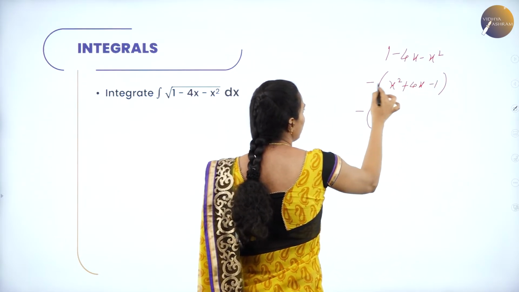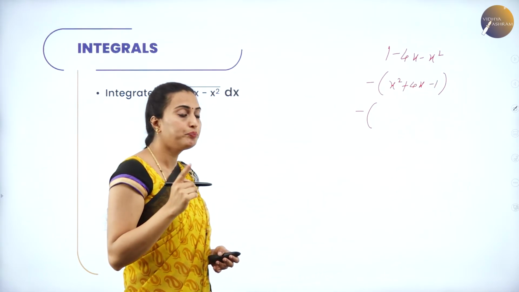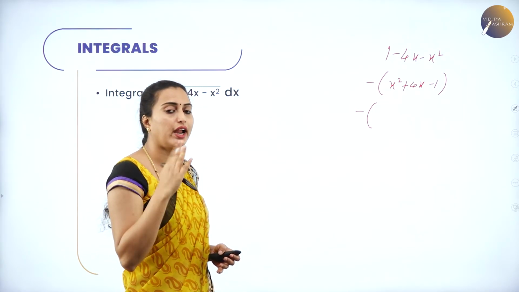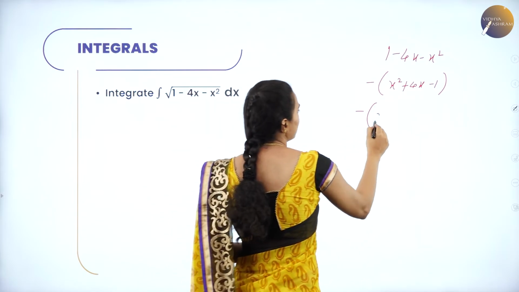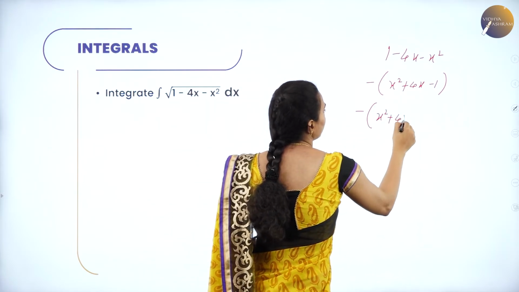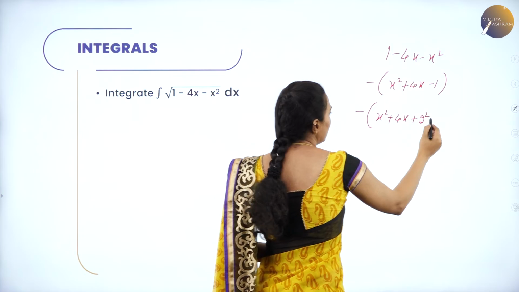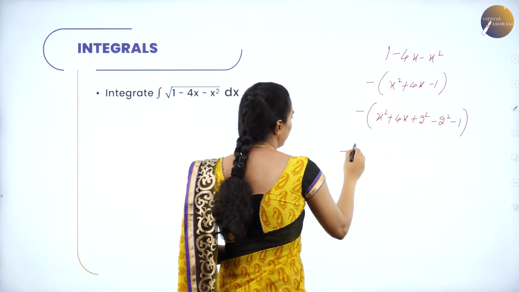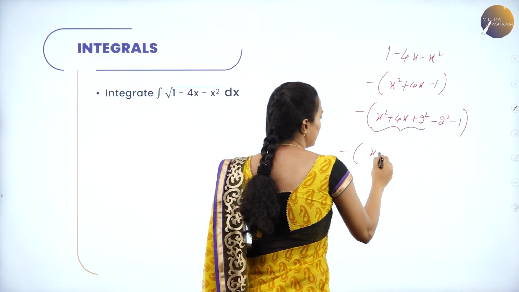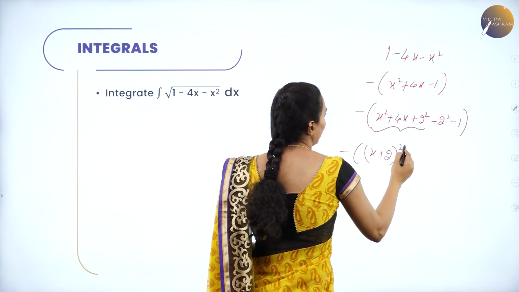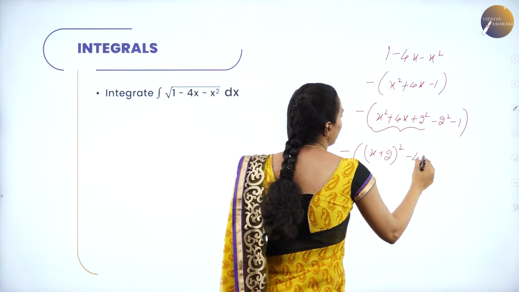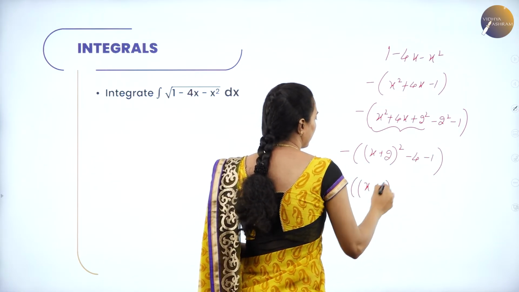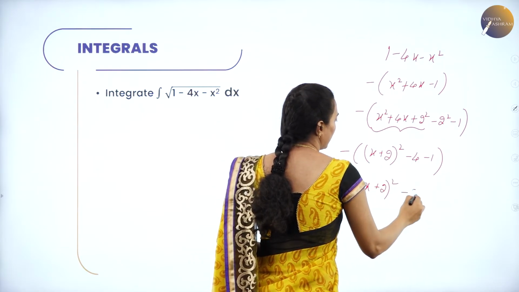Now the coefficient of x squared, we made it 1. Now see the coefficient of x, which is 4, half of that is 2, whole squared of that, adding and subtracting. Now here x squared plus 4x plus 2 squared, again minus 2 squared minus 1. Now this will become x plus 2 whole squared. Now again minus 2 squared is minus 4 minus 1. So minus (x plus 2) whole squared. Now minus 4 minus 1 is minus 5.